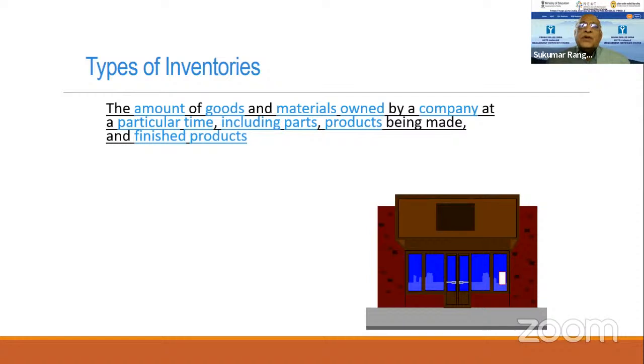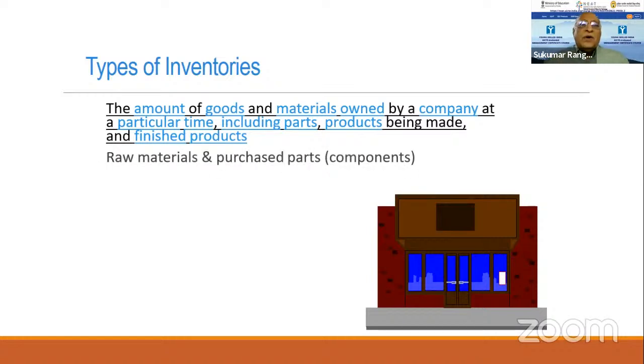It is the amount of goods and materials owned by a company at a particular time, including parts, products being made, like in the working process, and finished goods. So it is the raw materials, work in process, and finished goods lying at various places in an organization, put together, that form the inventory of the organization, for which the organization has paid, or rather, committed to pay. Right. So this is what an inventory is.